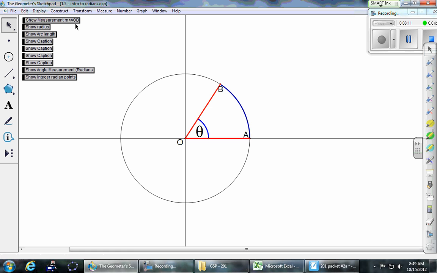So let me show you the measure of the angle in degrees. Right there, it's about 57 degrees. And I'll show you the measure of the radius is 5. On the smartboard, it's obviously not 5 centimeters, but on the computer screen, it's 5 centimeters. And then I'll show you the arc length, and it's 4.98, which is darn close. So that angle is darn close to the magical one, which is 1 radian.